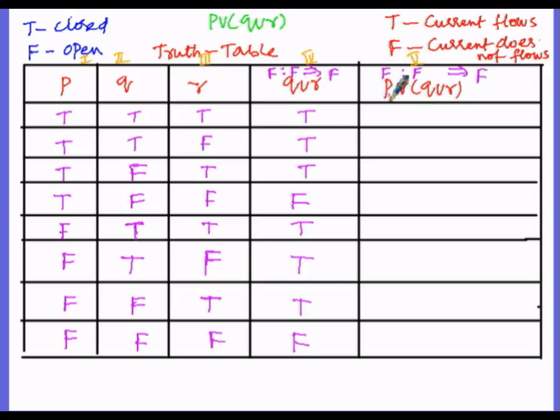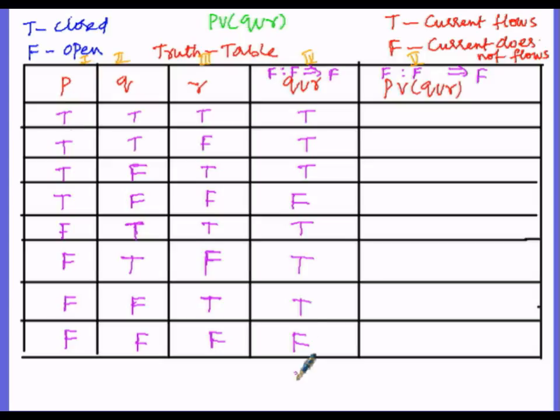So here P is under column number 1 and Q or R is under column number 4. So we have to search under columns 1 and 4 in order to get the disjunction of the statements that is P or (Q or R). Now in order to get the disjunction, both the truth values of the statements P and Q or R must be false in order to get the disjunction as false. So we have to search for F and F under columns 1 and 4.